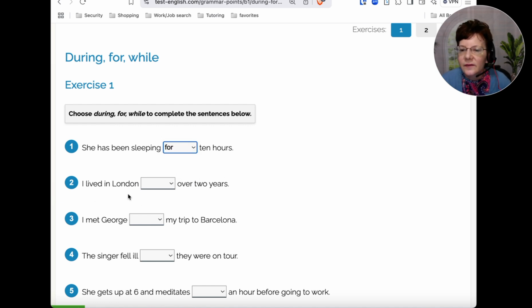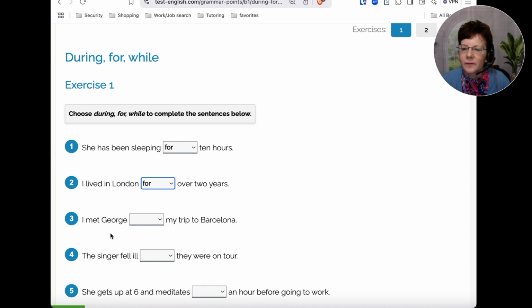Two, I lived in London over 2 years. So which one would be correct? Okay, so we're talking about a length of time again. How long, right? So if we chose the last one, for, that is correct.